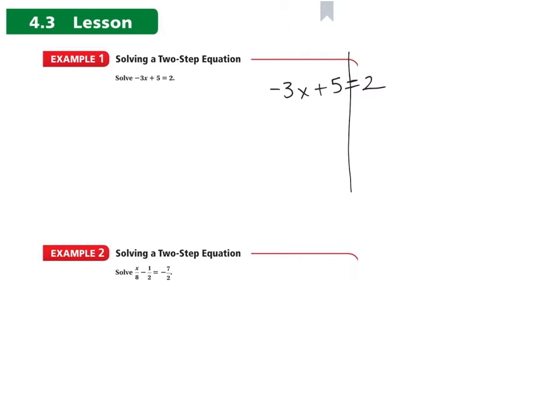Remember to keep your equal sign lined up with that line. Whatever you do on the left, you have to do on the right. That's the point of the line. Okay, so in two-step equations, we're just going to combine what we've done. So let's just review what we've had.